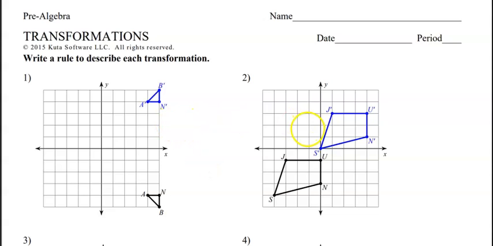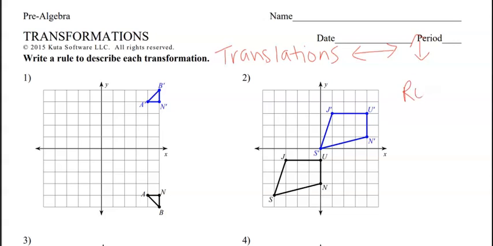Let's talk transformations. Write a rule to describe each transformation. First off, we have 3 transformations. We have translations, and those move things left to right or up and down.